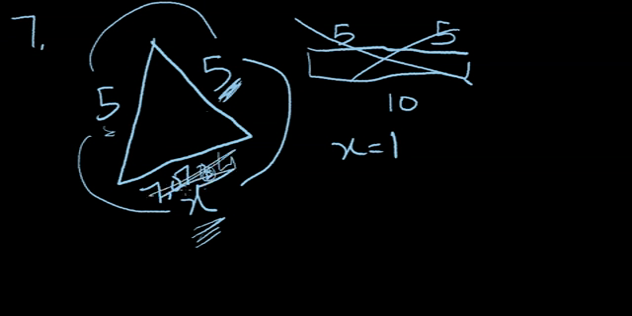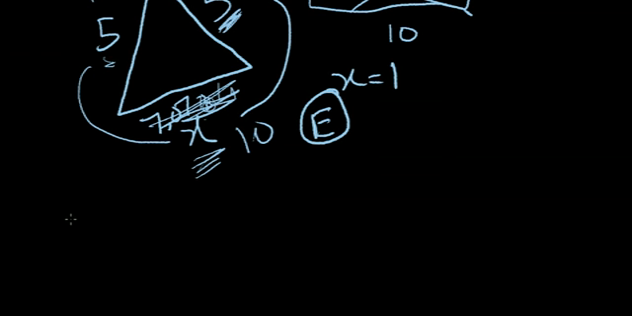But what if x equals 10? Well, 5 plus 5 equals 10. That's not greater than 10, that's equal to 10. So this triangle will be a straight line if we do that. So the correct answer is E. E is not a possible value for one side of the triangle. So let's go to the next question.